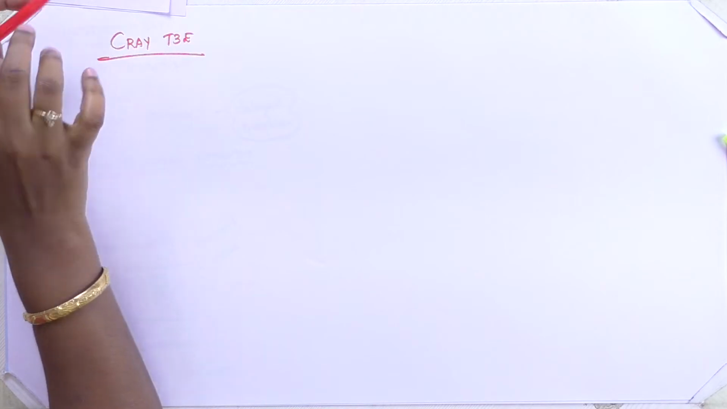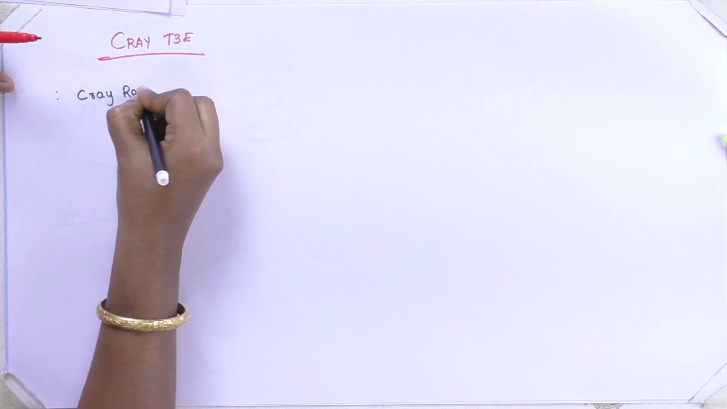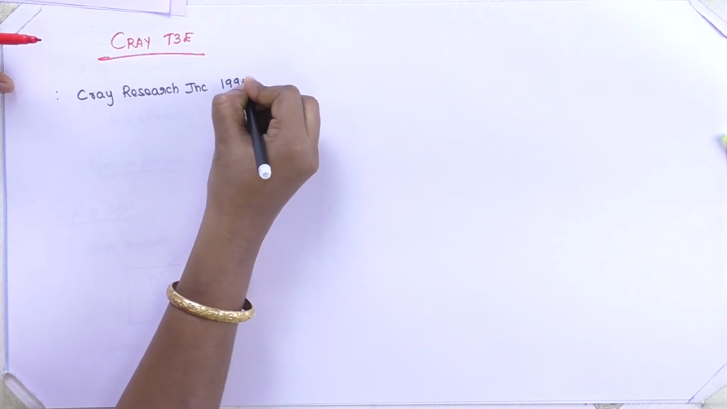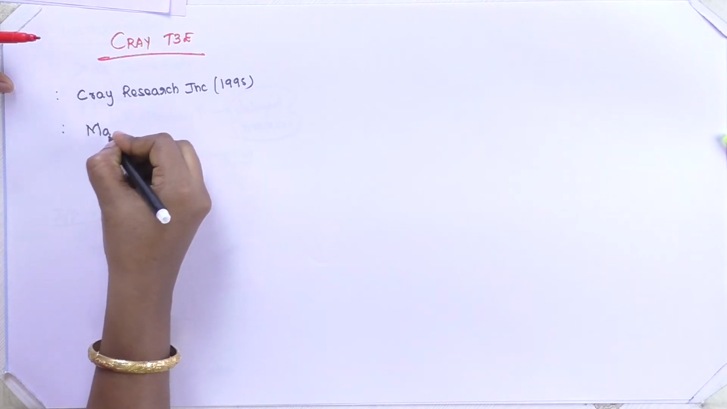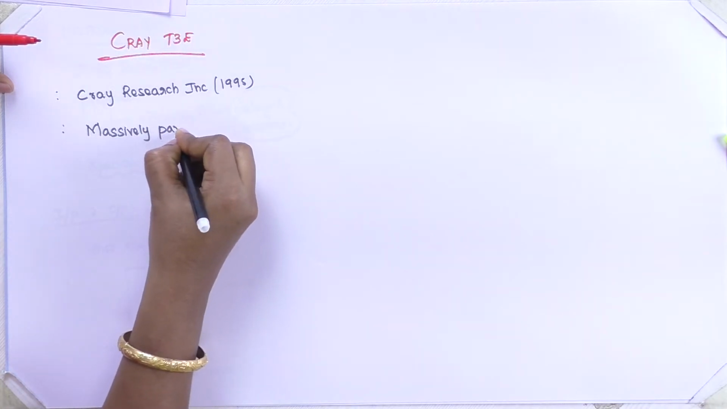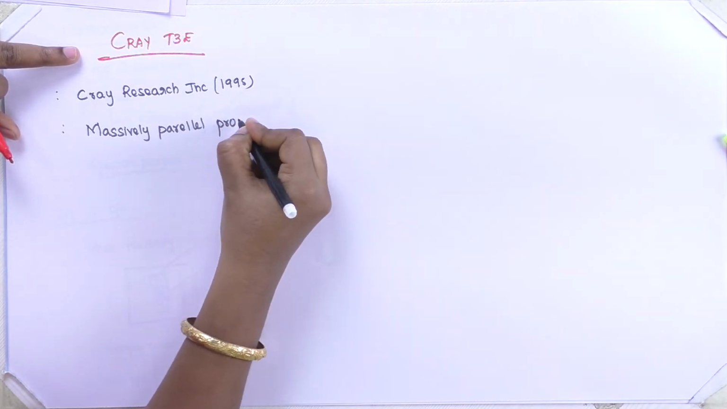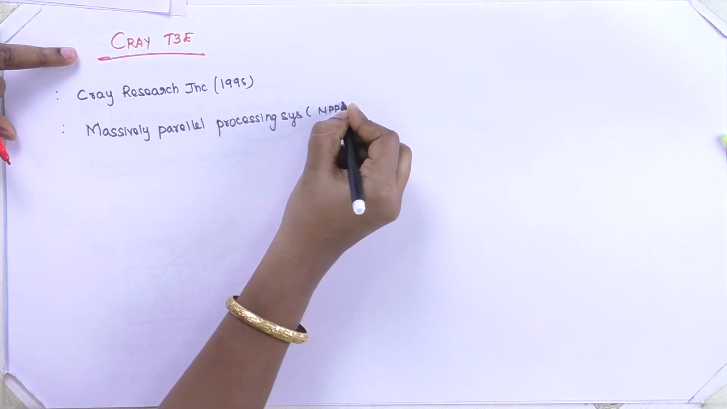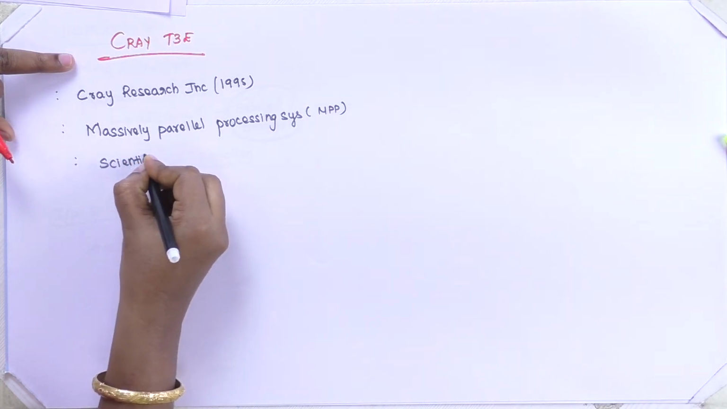So Cray T3E. The Cray T3E architecture was introduced by Cray Research in the year 1995. Cray contains a massively parallel processing system which operates in parallel. All the systems that come under the Cray T3E architecture are massively parallel processing systems, MPP. The main purpose of the Cray T3 architecture is scientific computing.